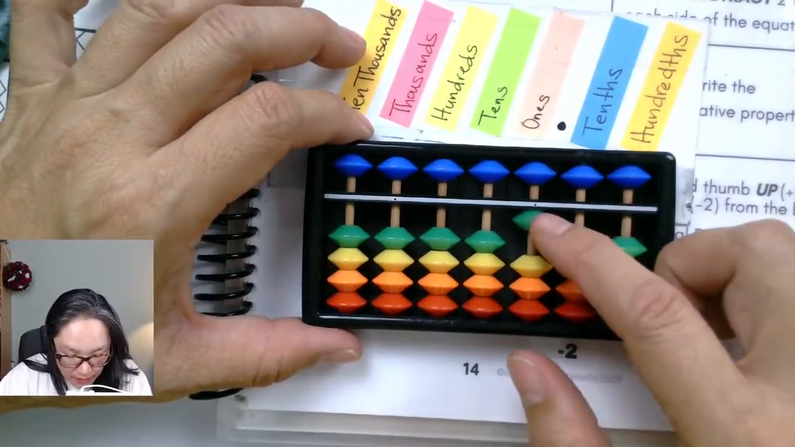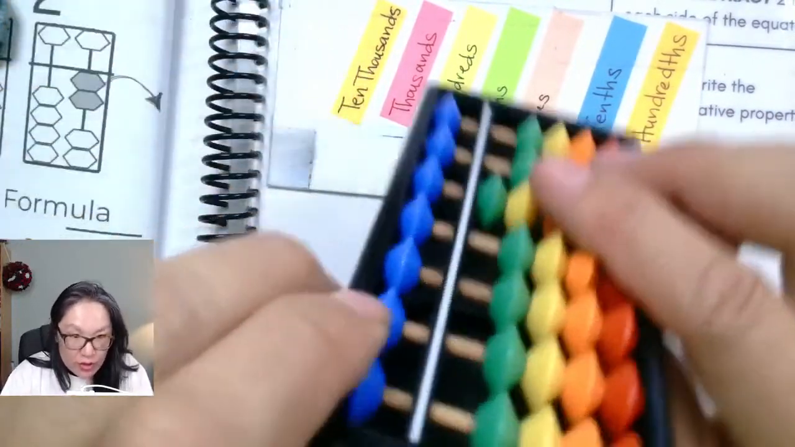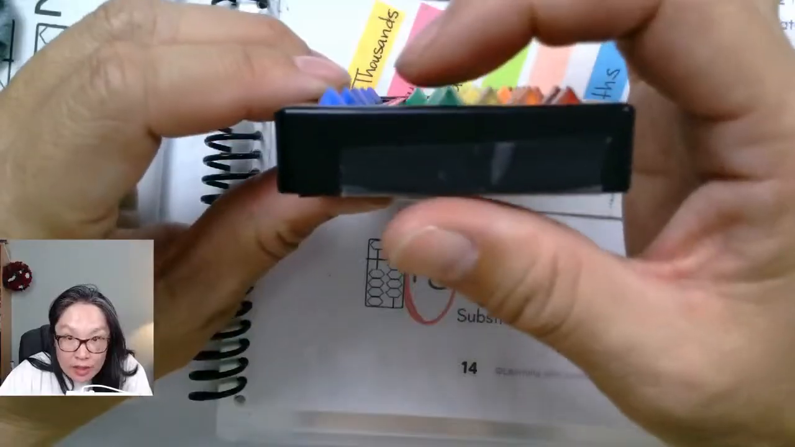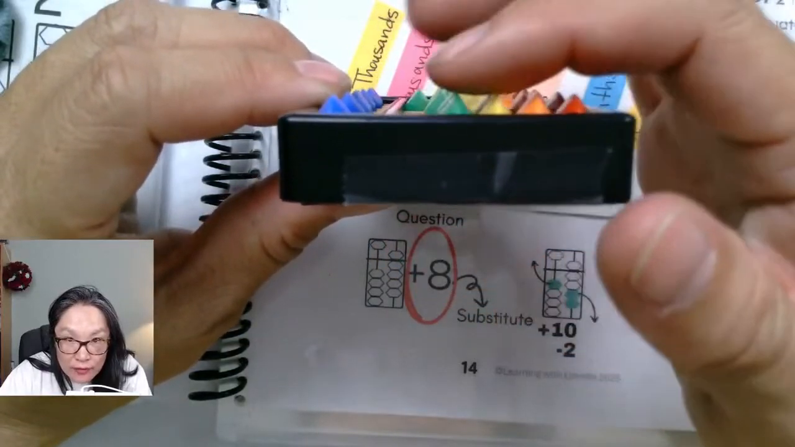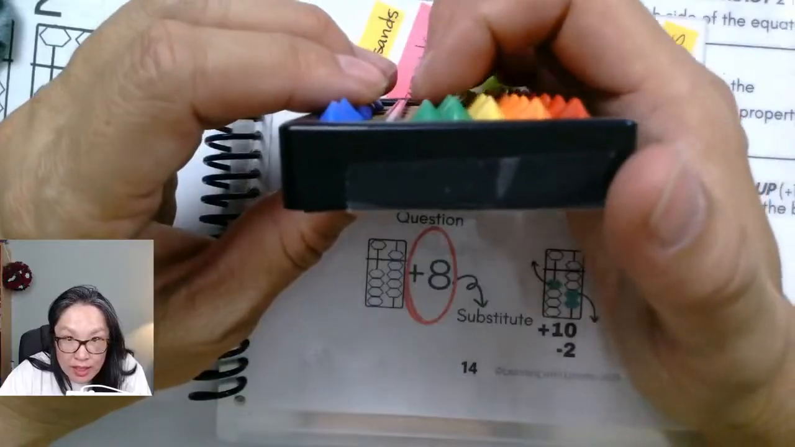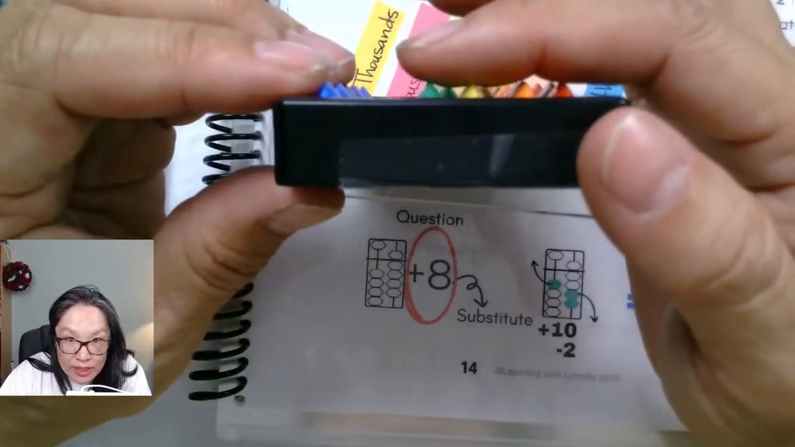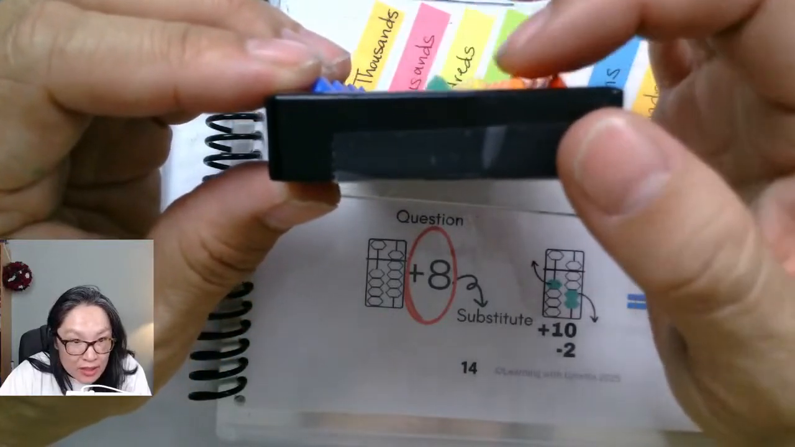Okay, 1, 2, 3. So notice when we do it, I'm touching the edge of the bead. So we're not going to be aggressive when we talk about our beads. We're not going to be mad when we move our beads. We're going to just move our beads gently and slowly.